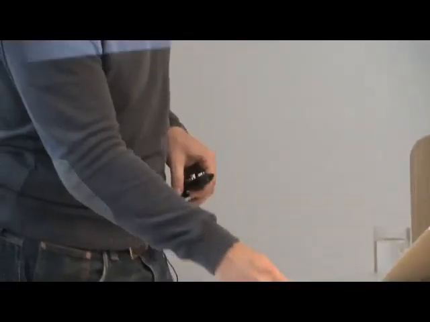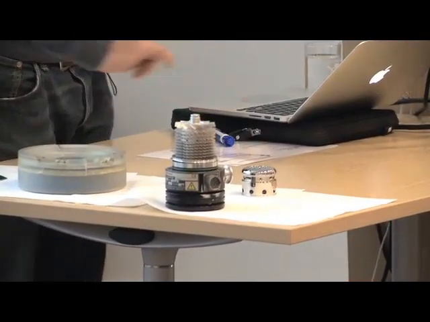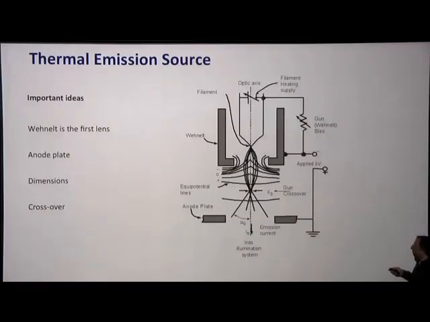But this is out of one of our microscopes, so the source is about this big. And right inside the tip of the end of that thing is a filament, and that's schematically drawn here. And that's where the electrons get boiled off. And my laser pointer is dying, so I'm going to switch.